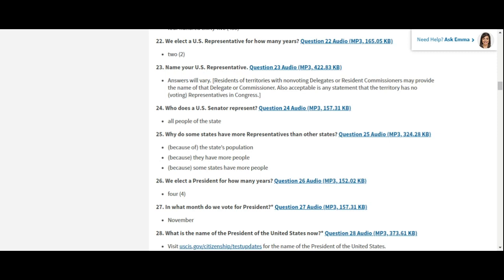Why do some states have more representatives than other states? Because of the state's population. We elect a president for how many years? For 4 years.